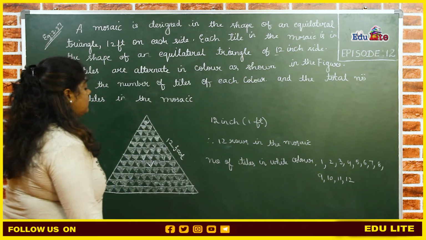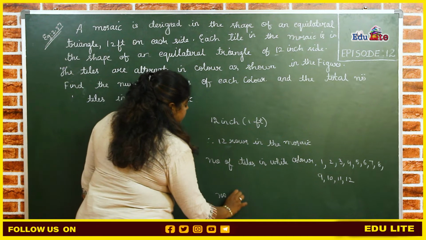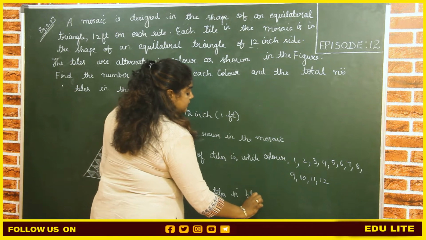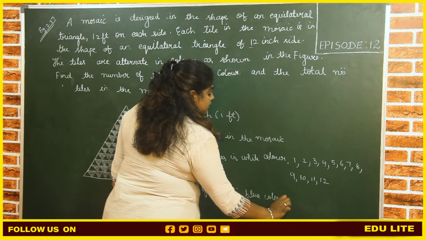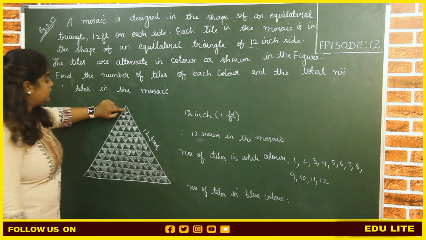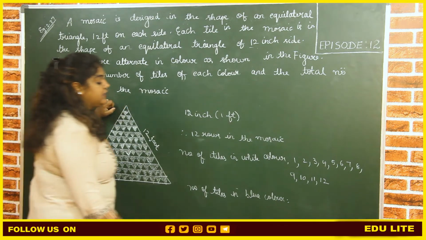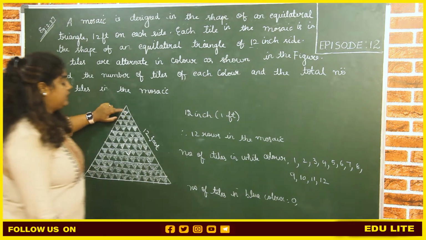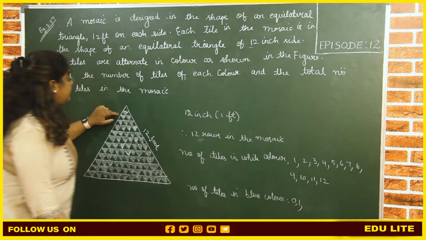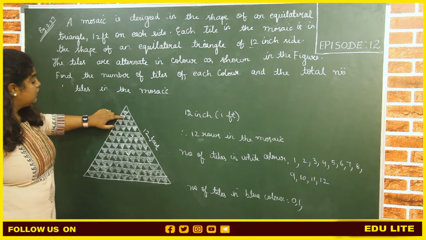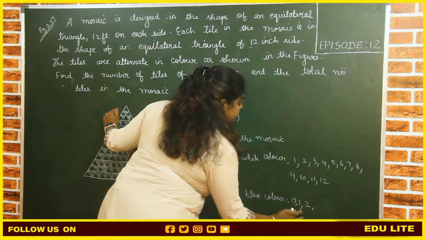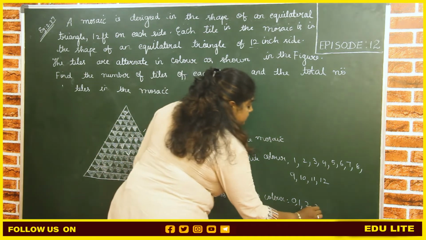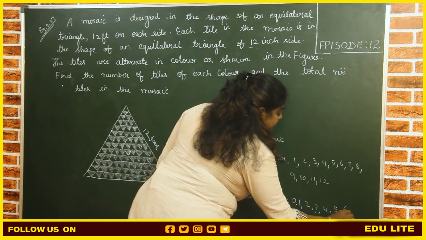Similarly, we will write it for the blue color as well. Number of tiles in blue color. In the first row, there is no blue color tile, therefore it is 0. In the second row, there is one blue color tile, therefore it is 1. And in the third row, there are 2. Similarly, if we proceed in the same fashion, in the 12th row we will get 11.